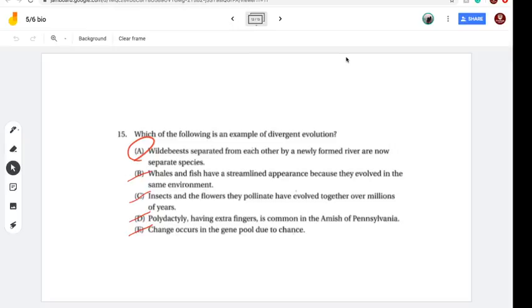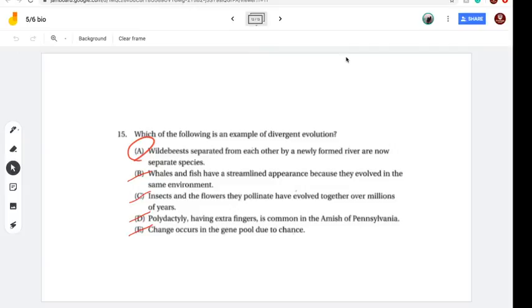So number 16 states that Darwin discovered 14 species of finches on the Galapagos Islands that all evolved from one original species of finch. So Darwin's finches are a classical example of adaptive radiation, where it is the emergence of numerous species from a single common ancestor. So this answer choice would be D, adaptive radiation.